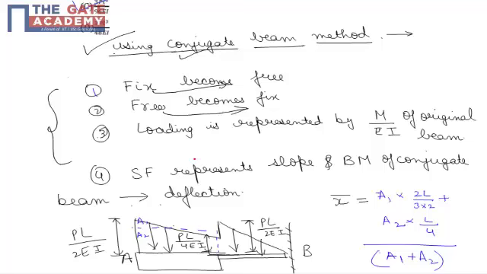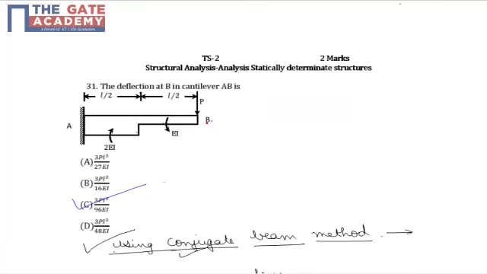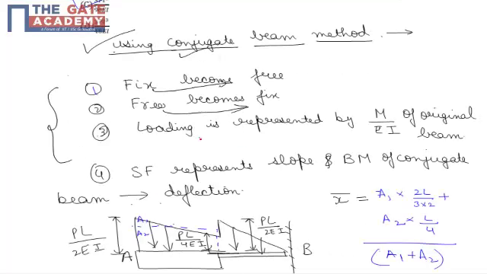Also it is said that loading is represented by M by EI of the original beam. Now if we talk about the bending moment diagram of the given beam AB, it will be a triangular portion with maximum value at end A given by P into L, but we cannot divide it straightforward by EI because stiffness is varying along the length. Hence we cannot write this expression directly, but we have to analyze it by parts.